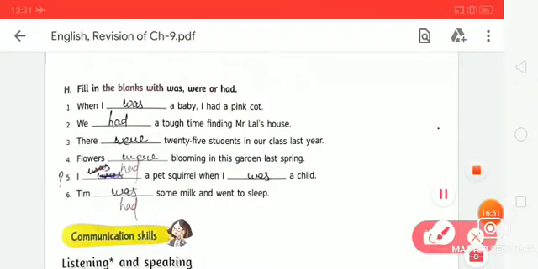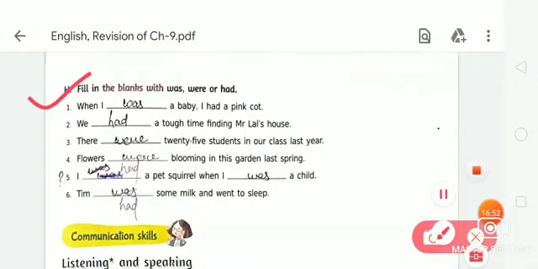Okay student, so let's do the given exercise H. In exercise H, fill in the blanks with was, were or had. So the first sentence is when I dash a baby, I had a pink coat. So student, here we will use was. When I was a baby, I had a pink coat.